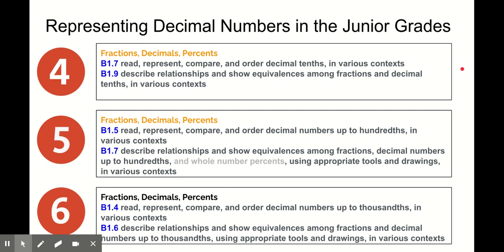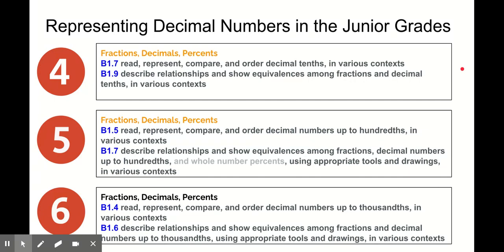This video resource was created to support the implementation of the OCDSB scope and sequence topic representing decimal numbers in the junior grades. These are the specific expectations within the topic of fractions, decimals, and percents that are embedded within strand B, number, which will be addressed over the course of this tutorial.